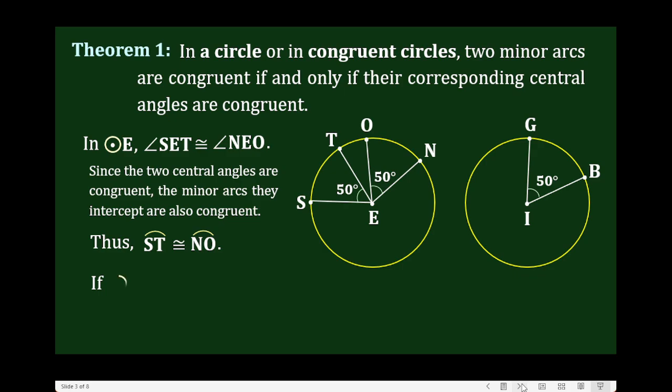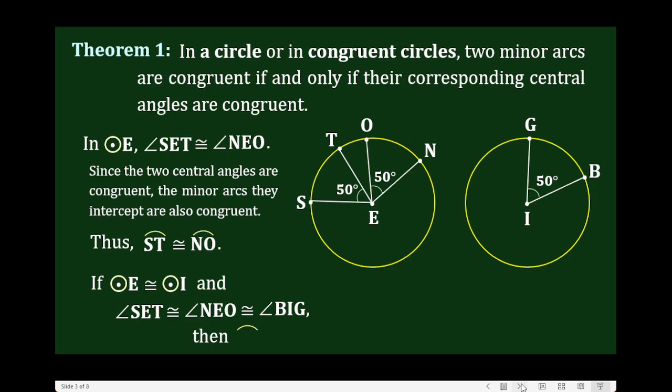Therefore, if circle E is congruent to circle I, and the three central angles are congruent to one another, then their intercepted arcs ST, NO, and BG are all congruent, meaning each of these three arcs measures 50 degrees also. So that is your first theorem.